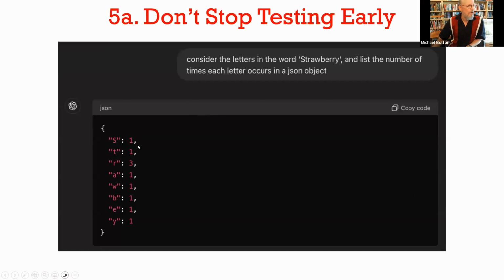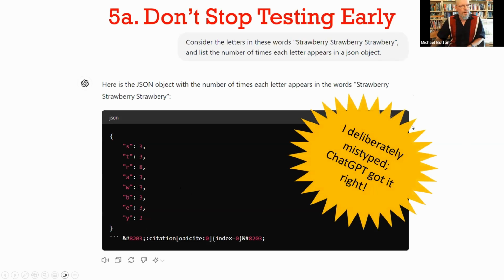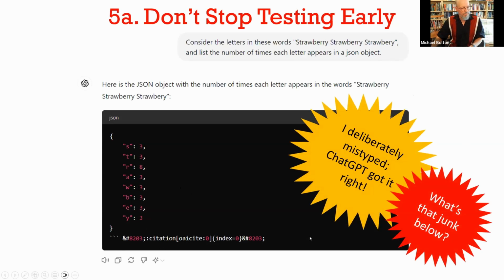1, 1, and 3. That's right. And 1, 1, 1, 1, 1. Okay, very good. I got it right. So what did I do? I did almost exactly the same test, but I just gave it 3 instances. And I asked it to list the number of times each letter appears as a JSON object using almost exactly the same syntax. All I did was change that. And look, it gets it right. Again, notice that I made a typo, deliberately mistyped, and ChatGPT got it right. But what's all this? What's all the junk below?